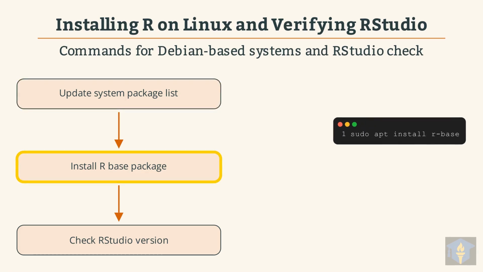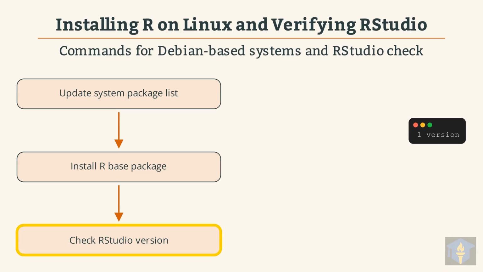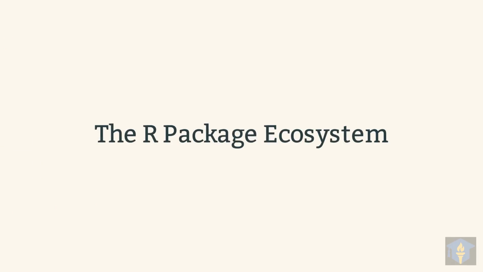Next, we'll proceed to install the R base package, which is the core R programming environment. To install R, simply execute sudo apt install r-base in your terminal, then confirm the installation when prompted. Finally, we'll check the RStudio version to confirm it's correctly installed and ready for use. Within RStudio, you can type version into the console and press enter to see details about your R and RStudio versions.